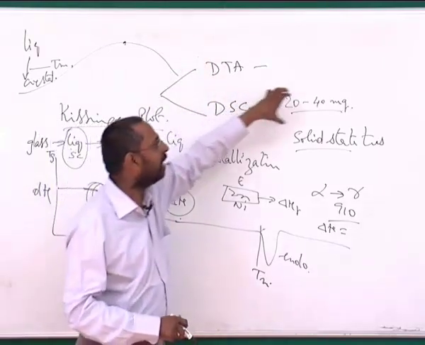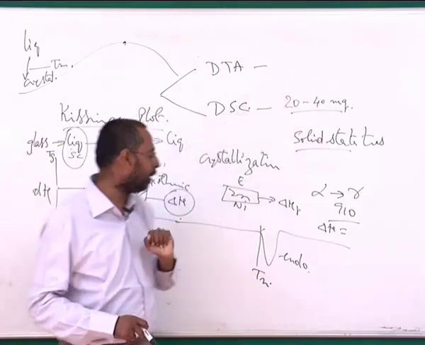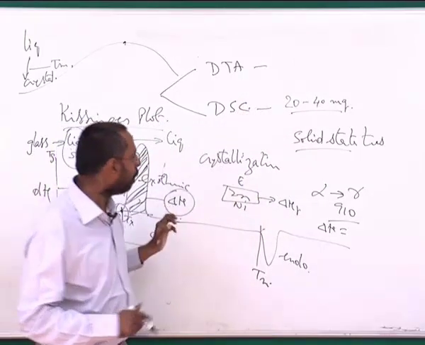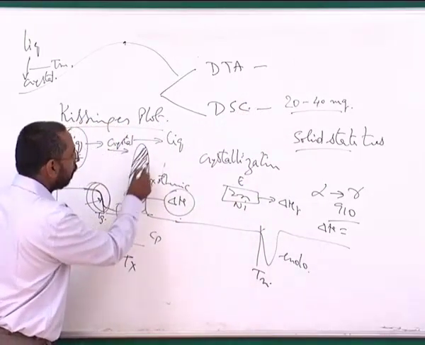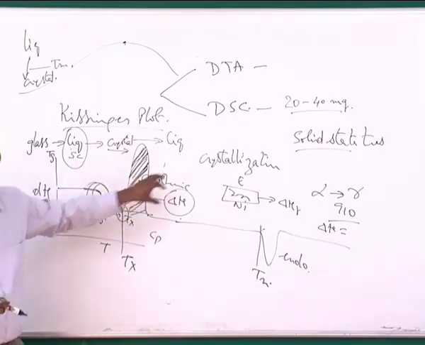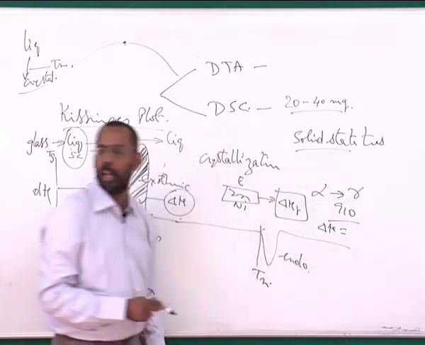So DSC has that advantage of measuring the enthalpies, but you still use small quantities. You use a fixed weight of the standard sample and find out the area under the peak at a particular heating rate, and you can correlate that area under the peak to the enthalpy of fusion, because you already know the enthalpy of fusion.